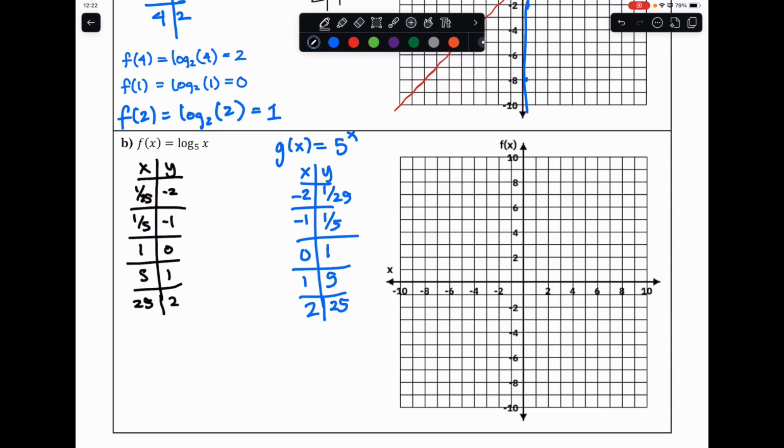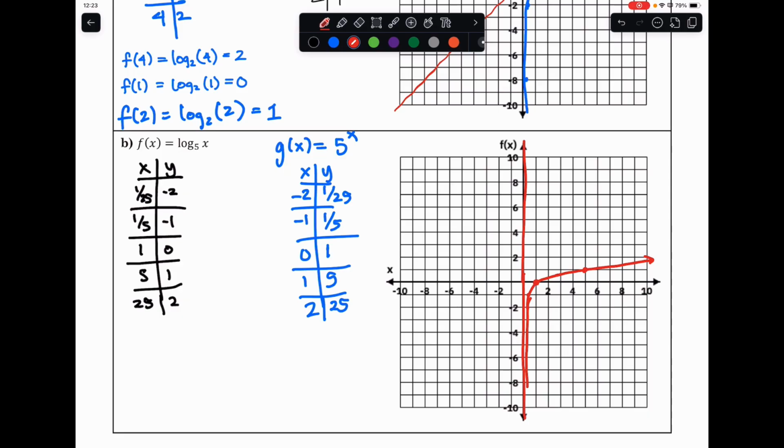So we're going to end up again with, I'm going to draw this one in black, a vertical asymptote right here at x equals 0, which is really close to that red line. At 1 over 25 you're going to have a y value of -2, and at 1 over 5, a y value of -1. This is where it starts to grow a lot slower, at 1, 0 and 5, 1. And at 25, the x value of 25 isn't on the graph, it only goes up to 10, so it's not going to be able to be plotted. So the graph is going to end up looking like this.